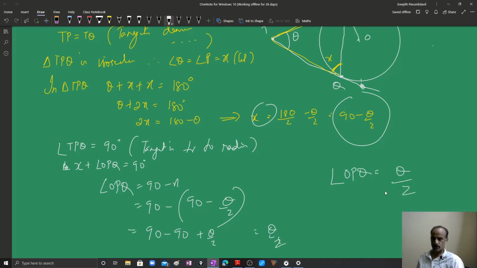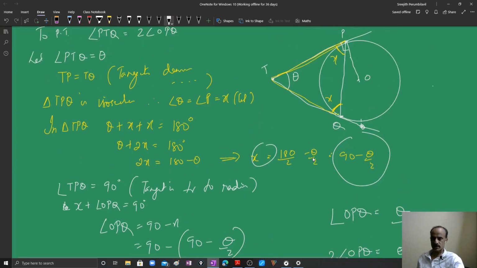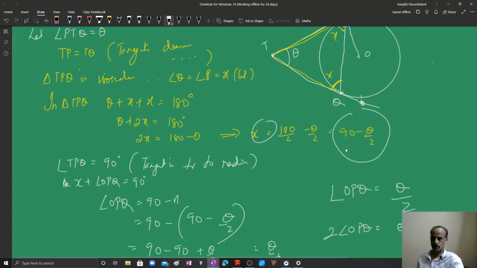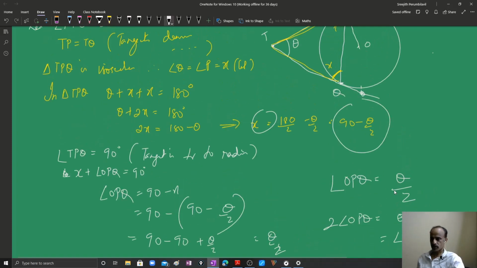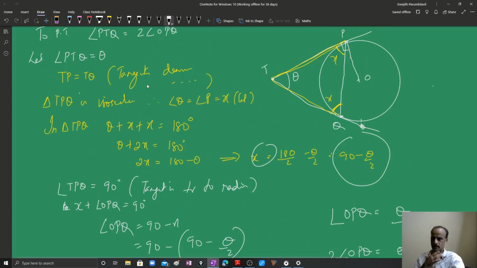When you cross multiply this, 2 times angle OPQ is equal to theta. What is theta actually? Theta is angle PTQ. This is what we have been asked to prove: angle PTQ is equal to 2 times angle OPQ. So we take this angle as theta, and using the isosceles property, the two angles are equal to x. By the angle sum property, you will get that x is equal to 90 minus theta by 2.